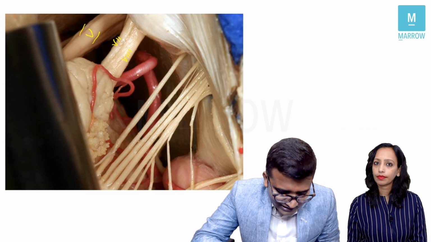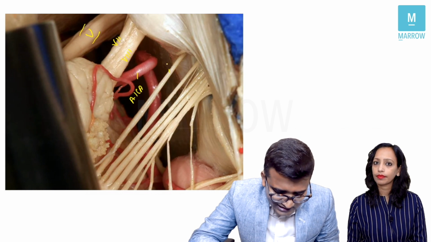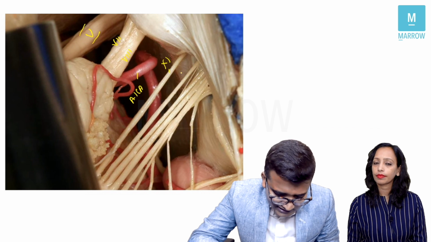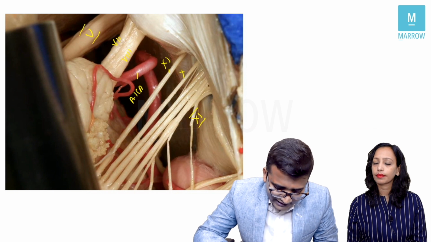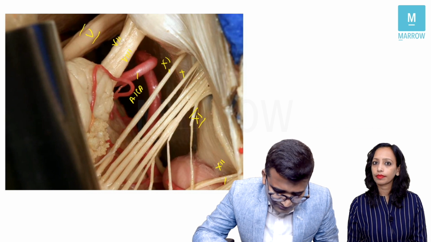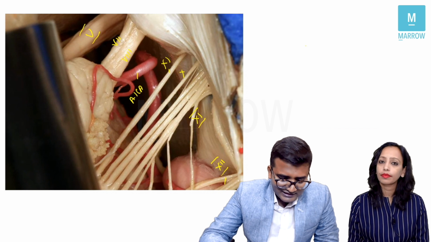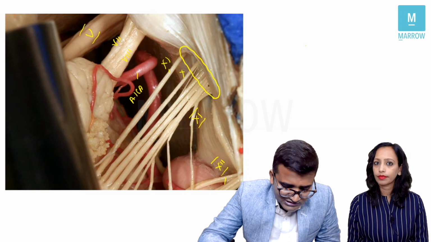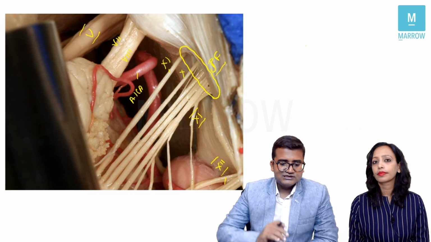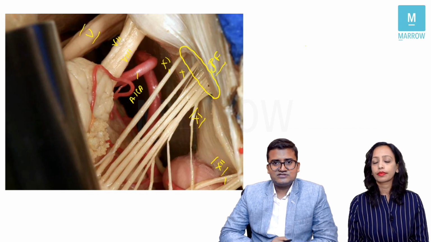And you're seeing the artery here. That is the anterior inferior cerebellar artery. And can you see the nerve here? This is the ninth nerve. This is the 10th nerve, vagus nerve. And this is our accessory nerve, 11th nerve. And can you see this nerve here? That is the 12th nerve. So the 9th nerve, 10th nerve, and 11th nerve are coming out of the cranial cavity through this foramen, that is our jugular foramen. Is that clear?